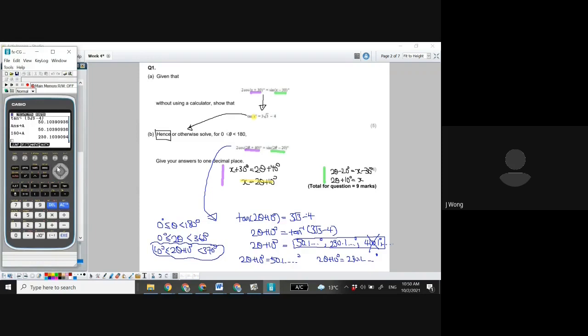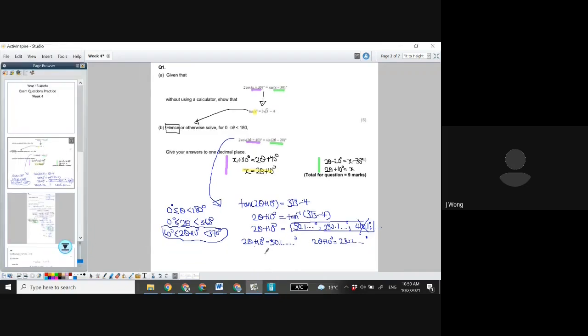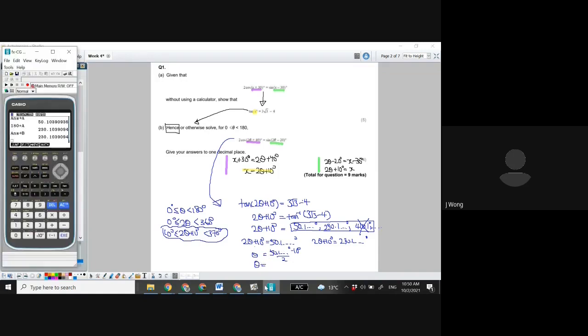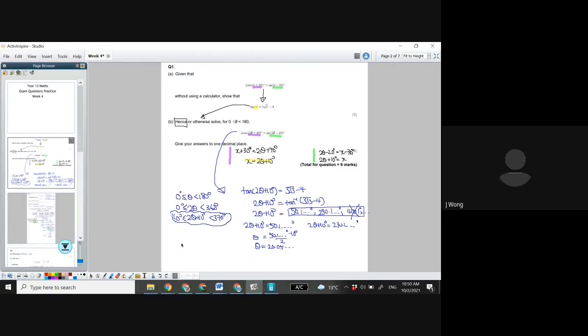All right, okay, so let me store this answer as B. Did that. Okay, so I just rearrange for both. In order to rearrange for these two answers here, I'm going to subtract 10 for each answer and divide by 2. I will just do the rearrangement for this one. On the calculator, I'm just going to do fraction, A minus 10 divided by 2, which you'll get 20.05. So rounded to one decimal place, that will give you 20.1 degrees.